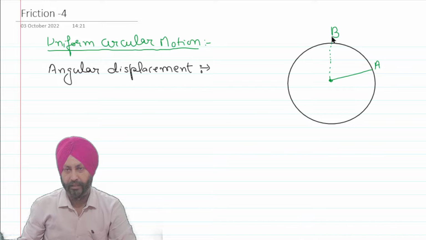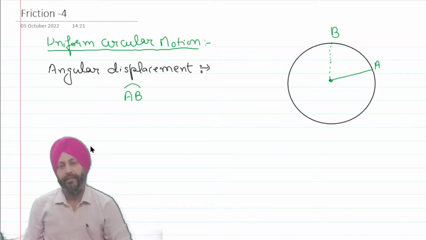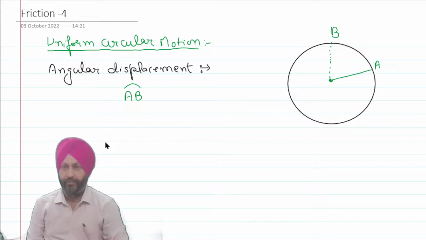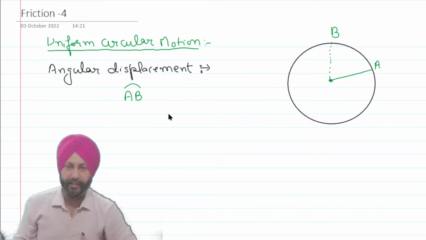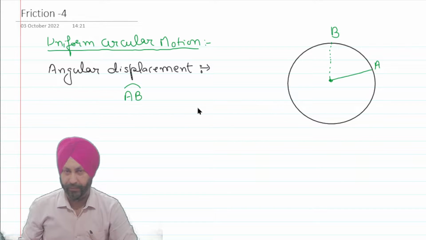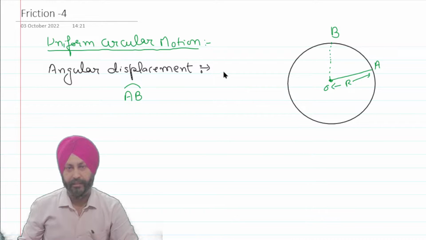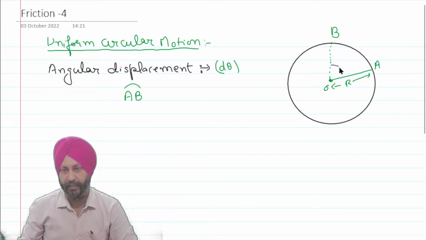What do we call this? It is arc, right? This is arc AB. And what about the distance from center to point A? That is radius. Now, here is the angle that is subtended by the arc at the center. We may write it d theta.